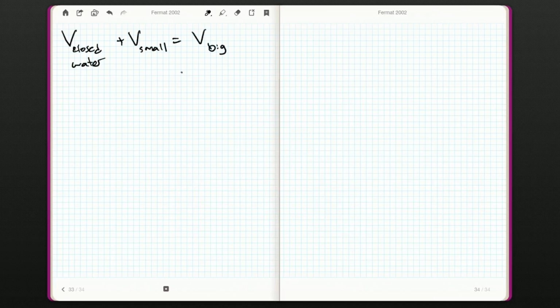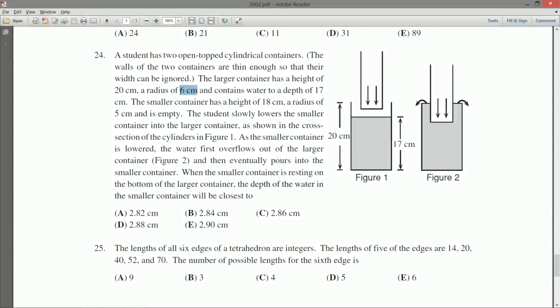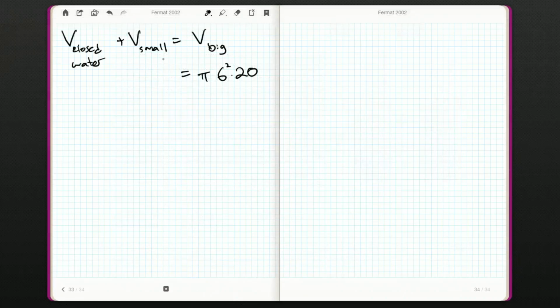Okay, well, I know what this one is. It's pi r squared, and it was 6, I believe, and a height of 20. It's been a while since we read it, so let's just double check. 6 centimeters here, 5 centimeters here, 18 is the height of the small one, 20 is the height of the big one. I don't think this 17 centimeters is going to enter into it at all, really. Okay, so 6 for the big one, 5 for the small one. Great. So our small cylinder is pi 5 centimeters squared, 18 centimeters high.